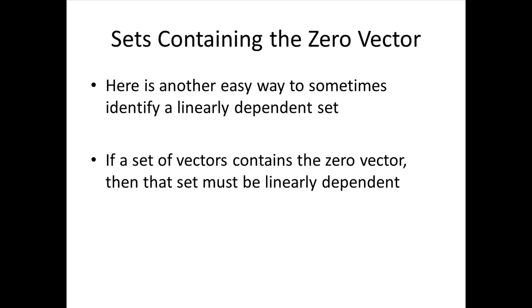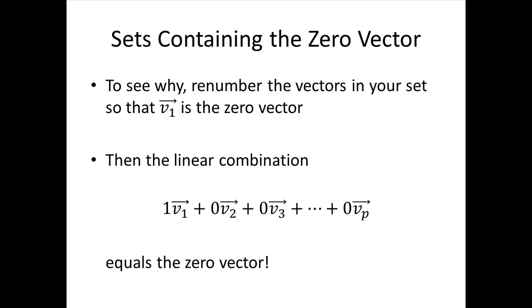Here's another easy way to sometimes identify a linearly dependent set. If a set of vectors contains the 0 vector, then that set must be linearly dependent. To see why, what we can do is renumber the vectors in that set so that v1 is the 0 vector. So maybe the 0 vector in this set was in the middle somewhere, maybe it was v17 or something like that. But let's just renumber our vectors so that the very first thing in the set is that 0 vector. Well, now we can think of the linear combination where we have 1 times that first vector plus 0 times everything else. But that's going to equal the 0 vector, because for the first part of that linear combination, we have 1 times the 0 vector, which will be the 0 vector.